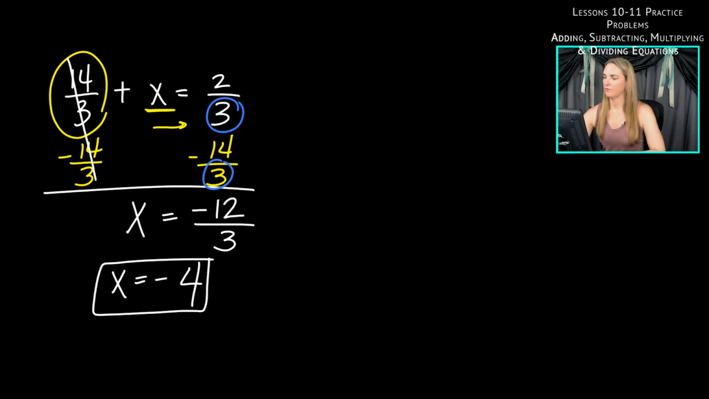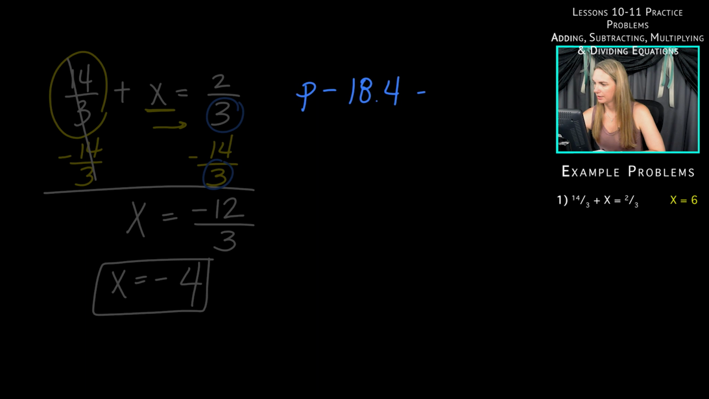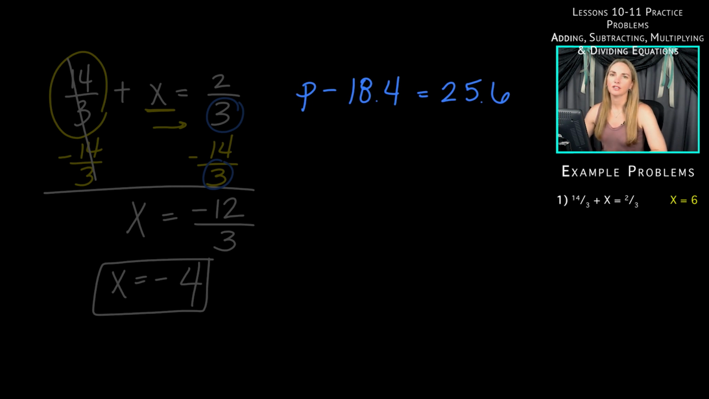So the next one we have is p minus 18.4 equals 25.6. So using the same concepts we've been over, go ahead and pause the video and try this one by yourself. All right, let's go ahead and give it a try.